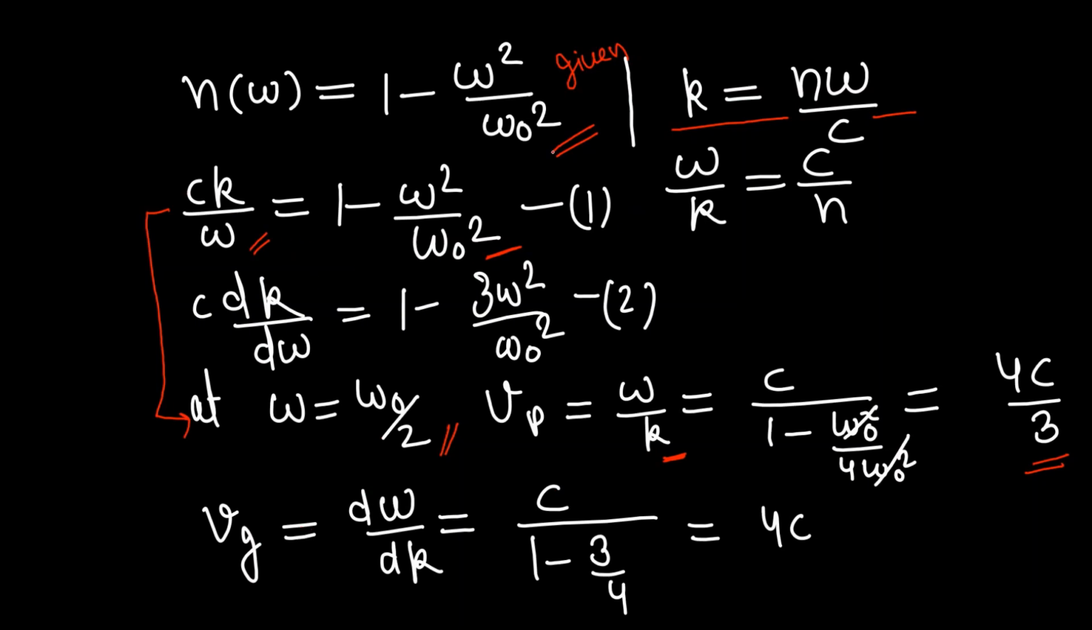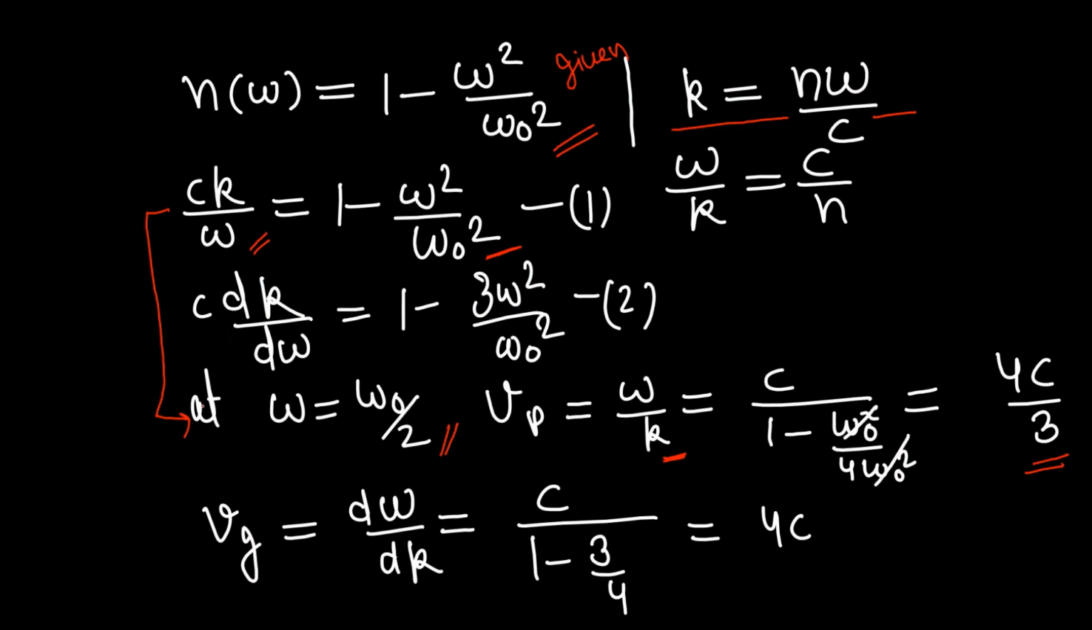Now for Vg, we will differentiate this quantity. So what we will get? We will take omega on this side. So we will get c dk by d omega is equal to, we are differentiating with respect to omega only. So here the differentiation of omega will become 1. Here we will get omega cube, and the differentiation of omega cube will become 3 omega square by omega naught square.